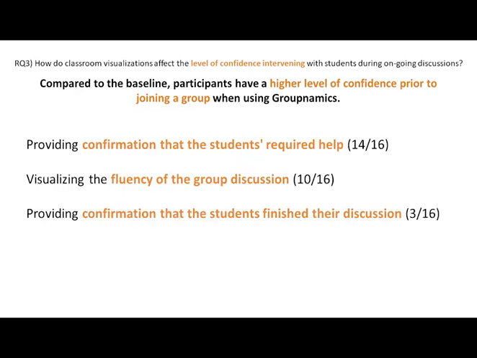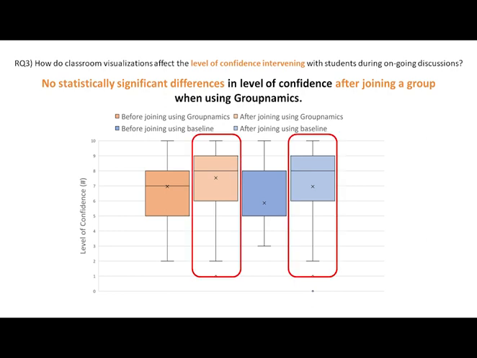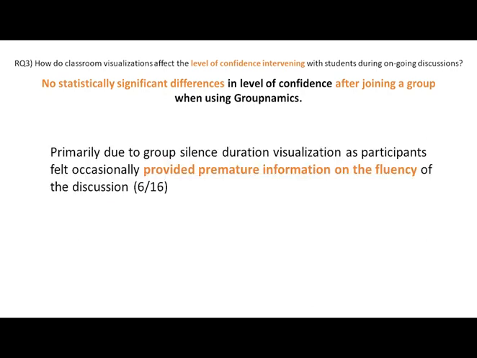Participants stated that Groupnamics provided confirmation that the students required help, visualizes the fluency of the group dynamics, and provides confirmation that the students finished their discussion. There were no statistically significant differences after joining a group. Participants primarily attributed the fluctuation in their confidence to the group silence duration visualization, which they felt occasionally provided premature information on the fluency of the conversation.